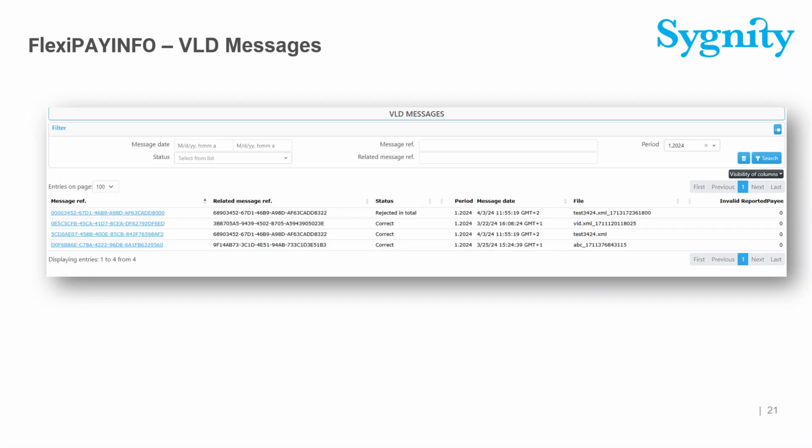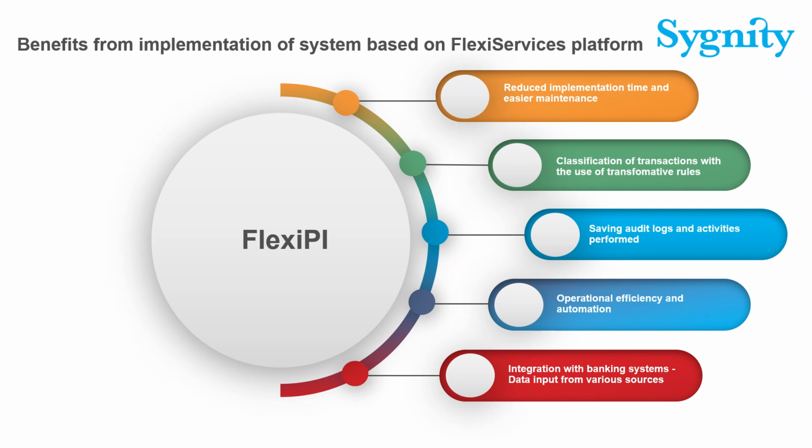In the VLD message section, files from local tax authority are presented. They inform the user about the correctness of the report that was received by them. To sum up, FlexiPI Info facilitates transactions reporting to CESOP, improving operational efficiency and reducing costs. The use of ready components and verified mechanisms will reduce time and costs related to implementation, maintenance, and further development. That is, better precision, better effectiveness, time saving, and lower costs.